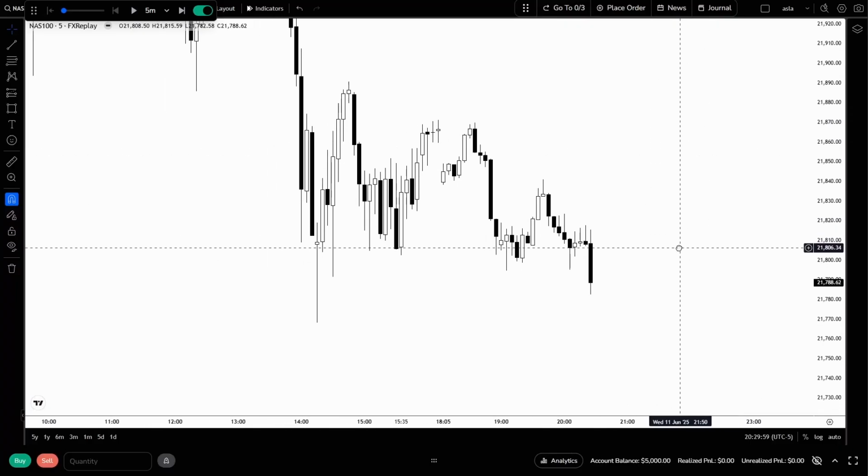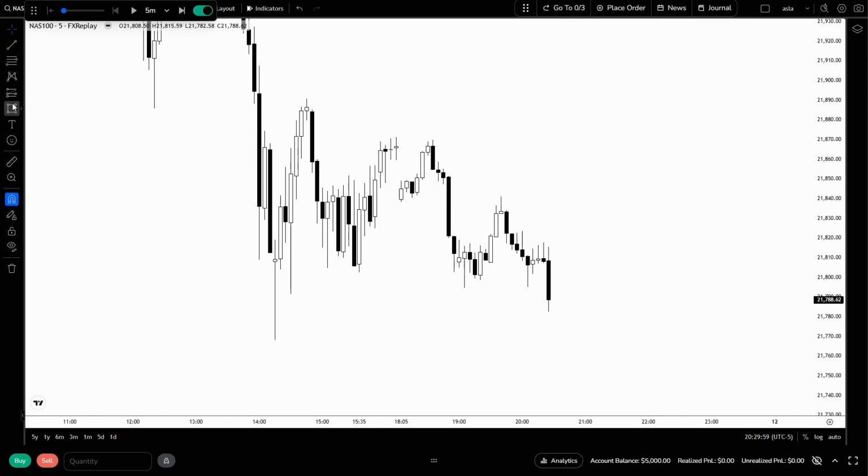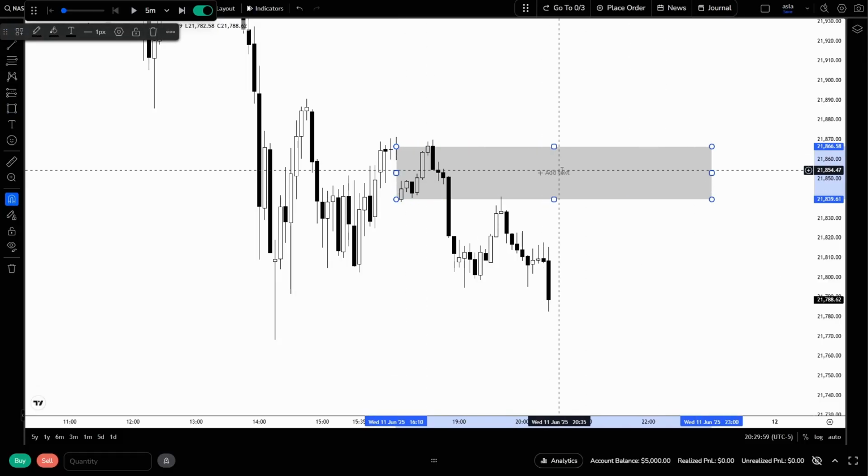So this is how you're going to mark the New Day opening gap. First, we mark the closing price of the previous day's last candle. Then, we mark the opening price of the 6 p.m. candle, and this will be our New Day opening gap, which we're going to use in this video.